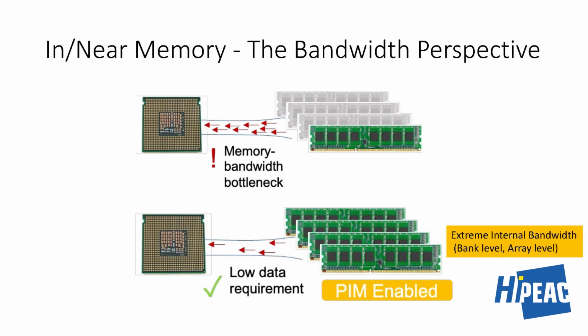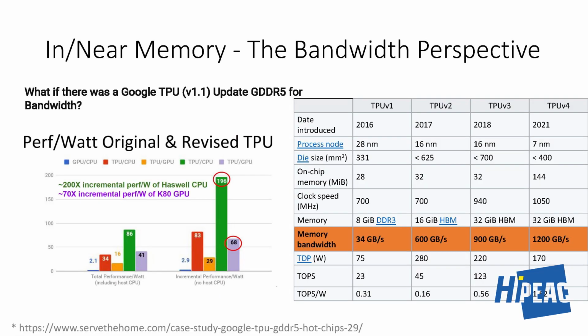One example I love to show, now this is not PIM, is the TPU, Tensor Processing Unit, Google's AI accelerator. This is an analysis they did, and I found it on a blog article. Just by changing from a low bandwidth memory interface to a high bandwidth HBM, they got a 200x performance per watt increase from their first generation TPU to the second generation. So that's how powerful memory bandwidth is.